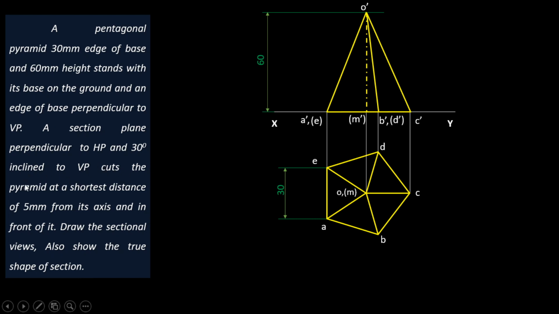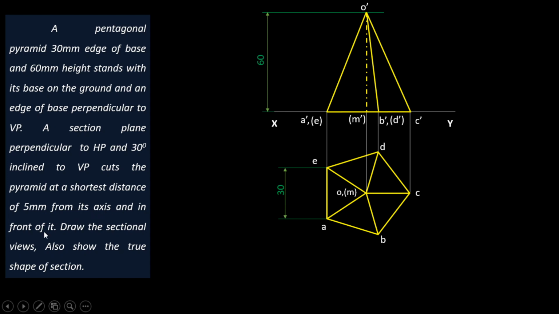And this section plane cuts the pyramid at a shortest distance of 5 millimeter from its axis. The position of the section plane is given, which is 5 millimeter from its axis. Axis is capital OM as per the figure. So in the top view we are drawing the section plane in top view only. Look at the top view of the axis OM, which is a point in the top view, and the section plane will pass through 5 mm from its axis. So axis is here, we need to find the shortest distance of 5 millimeter from the axis, right?